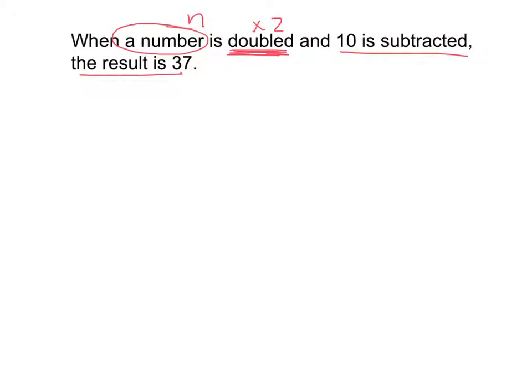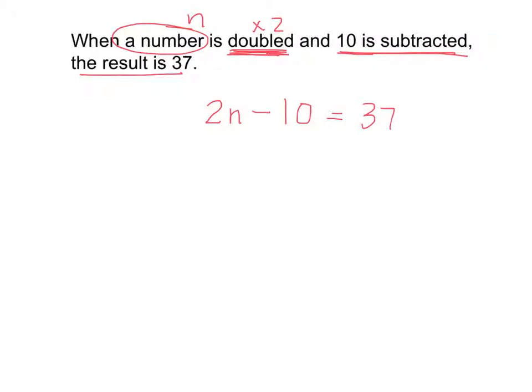So doubled means multiplied by 2. And then 10 is subtracted from that. The important thing is that the 10 is subtracted after. The answer is 37. Good. So we have a number doubled, so that would be 2n. Then 10 is subtracted. Excellent. Then you take away 10. And the result is equal to 37.